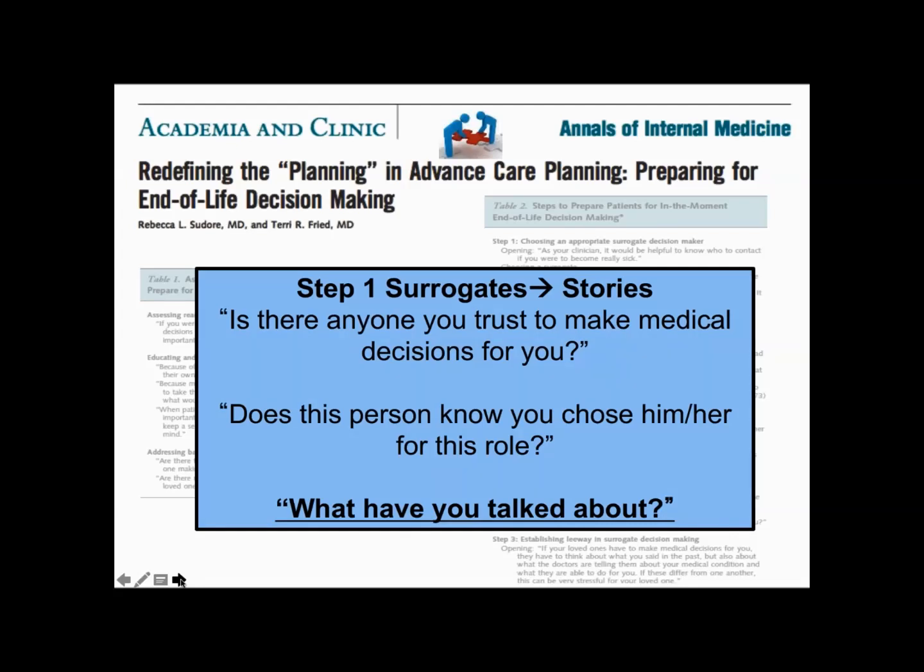Again, this paper in Annals really walks you through a step-by-step process with words you can say. So for the surrogate, is there anyone you trust to make decisions for you? Does this person know that you chose him or her for this role? And what have you talked about? Sometimes when I'm seeing patients either in the emergency room or in the hospital or in my clinic and I ask this question, this is the only question that I have to ask, because maybe they don't have an advance directive, but they've already been talking to their family members about what's important to them, and this can start the whole conversation. This is a way that it might make things easier on us.